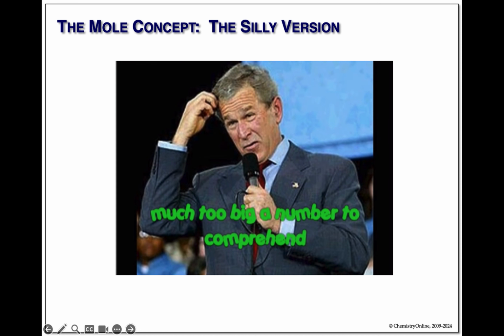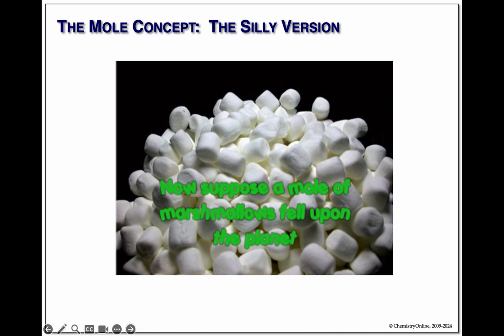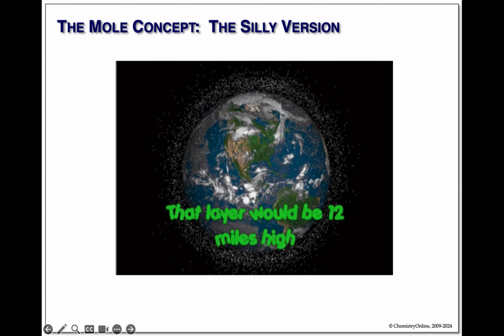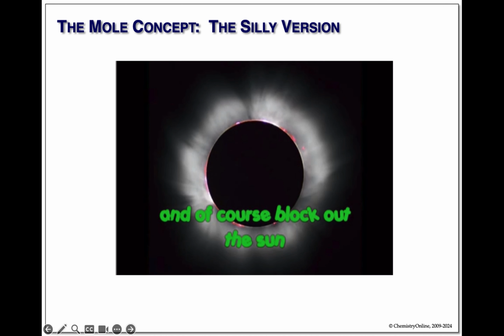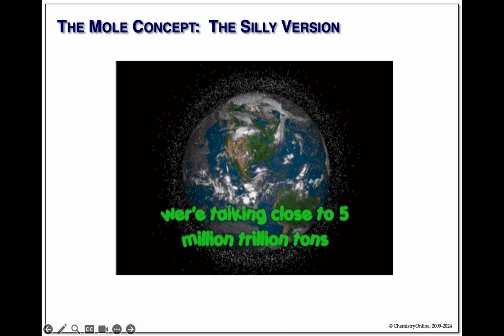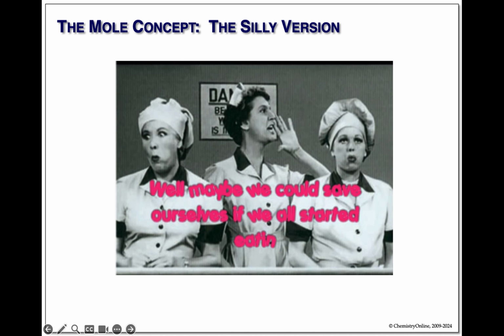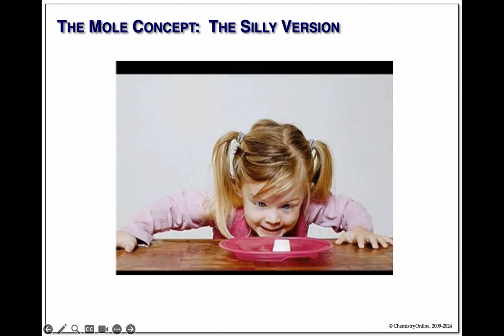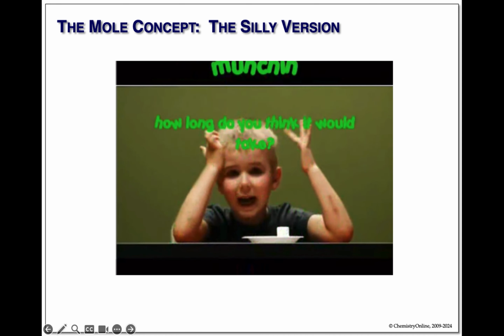Now suppose a mole of marshmallows fell upon the planet. Over each square inch of land and sea, you think that you could stand it? That layer would be 12 miles high and, of course, block out the sun. We're talking close to 5 million trillion tons. Well, maybe we could save ourselves if we all started eating one marshmallow each second. Not two, because that'd be cheating. With 5 billion people munching, how long you think it'd take? 40 million years, and that's without a bathroom break.